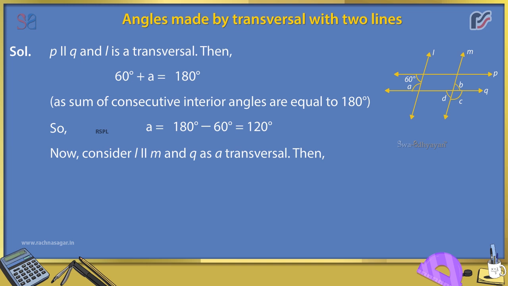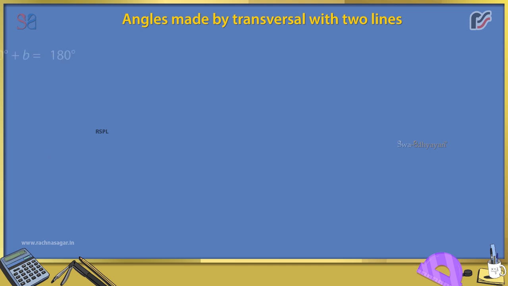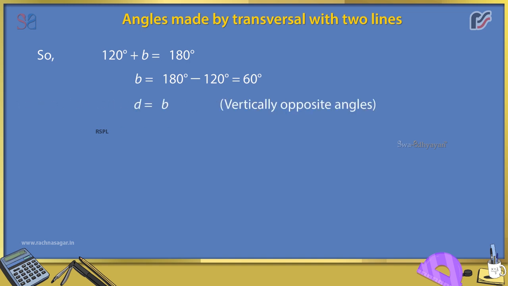Now consider L is parallel to M and Q as a transversal. Then angle a is equal to angle c, alternate exterior angles. Therefore, c is equal to 120 degrees. Also, c plus b is equal to 180 degrees, linear pair. So, 120 degrees plus b is equal to 180 degrees. b is equal to 180 degrees minus 120 degrees, which is equal to 60 degrees. d is equal to b, vertically opposite angles. So, d is equal to 60 degrees.